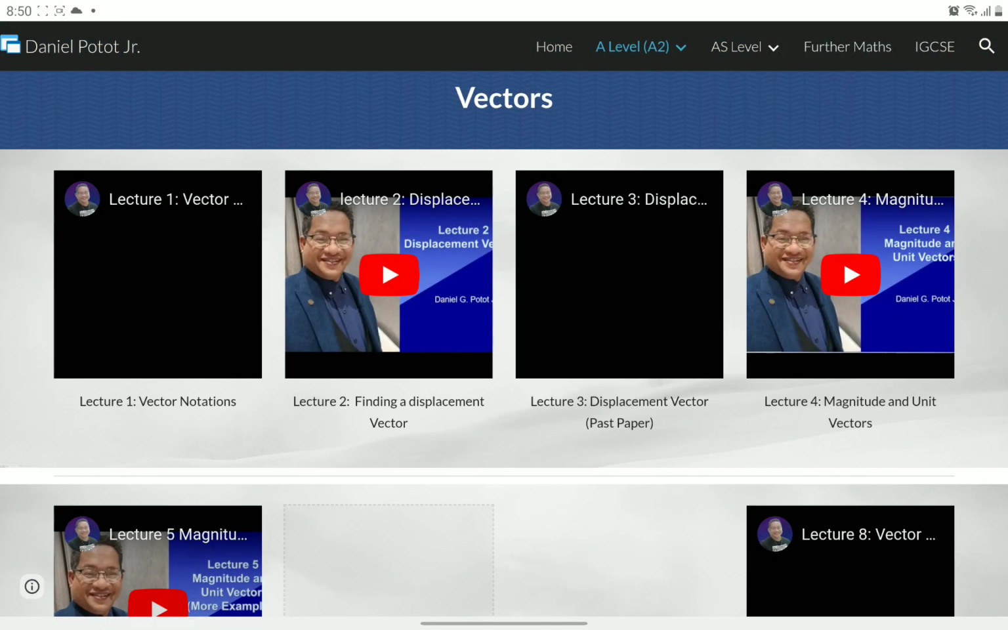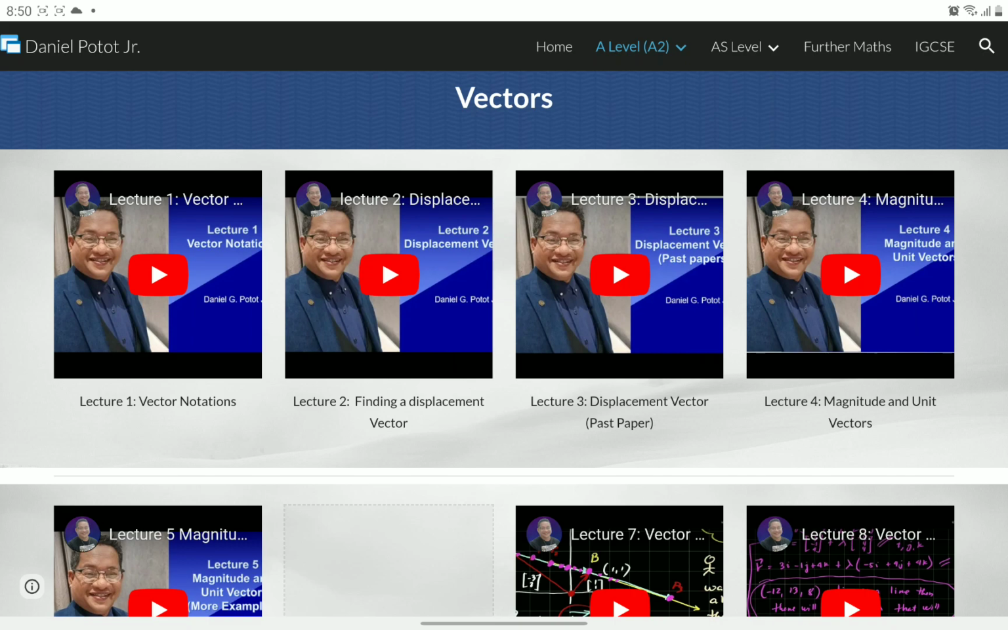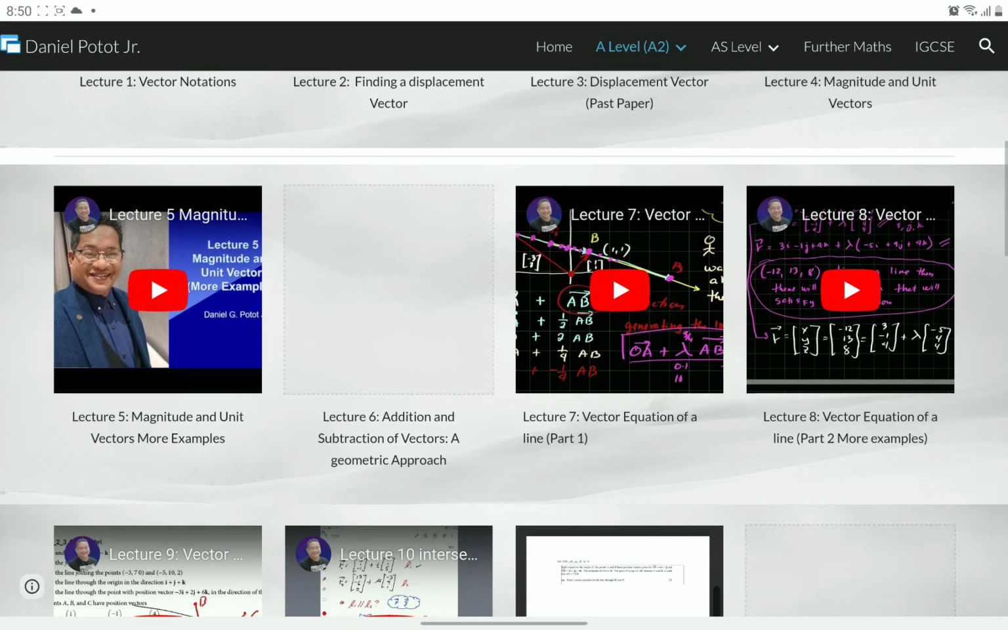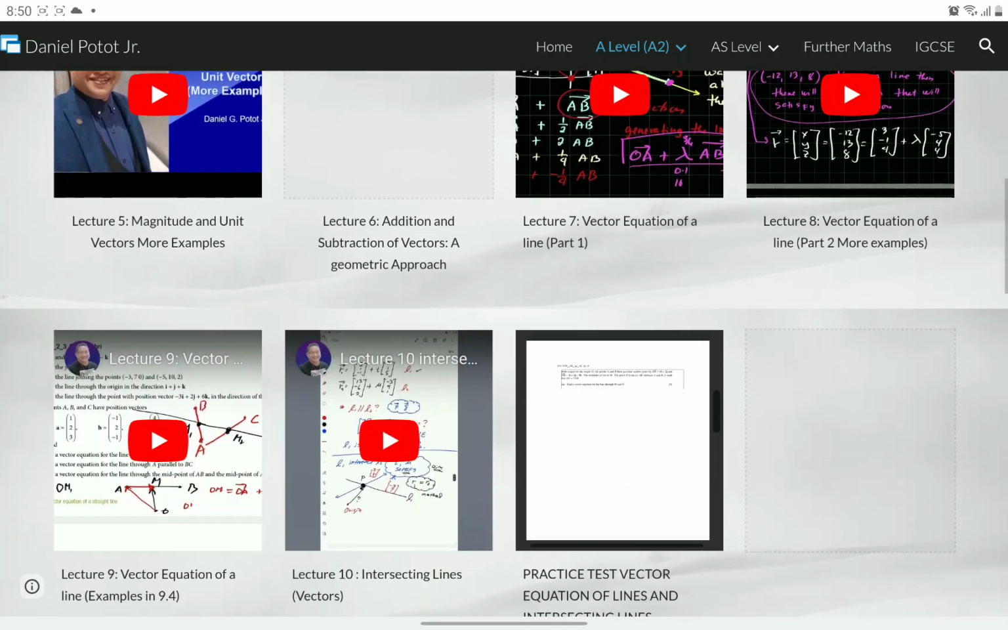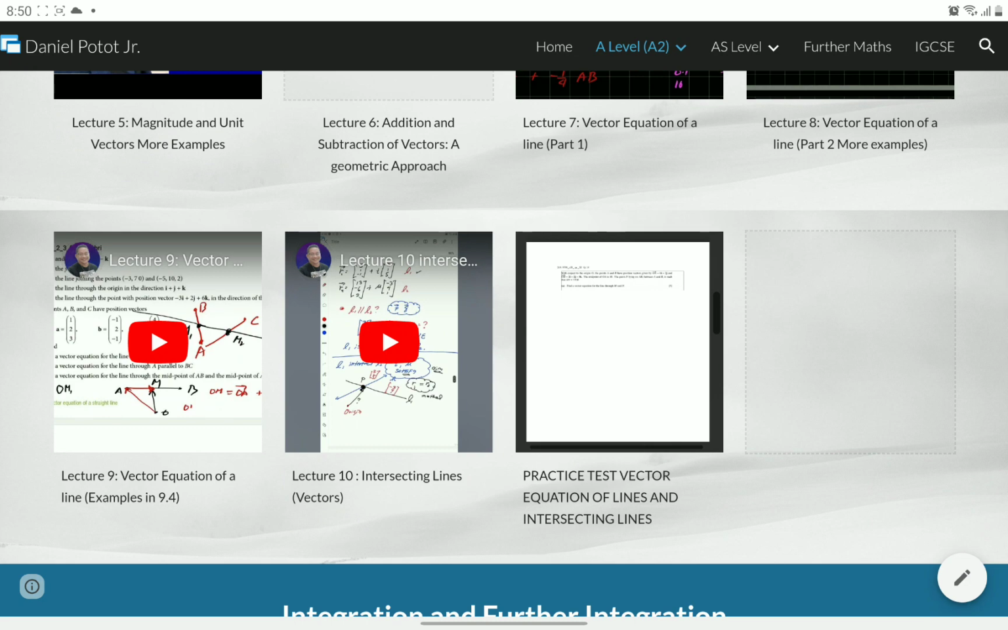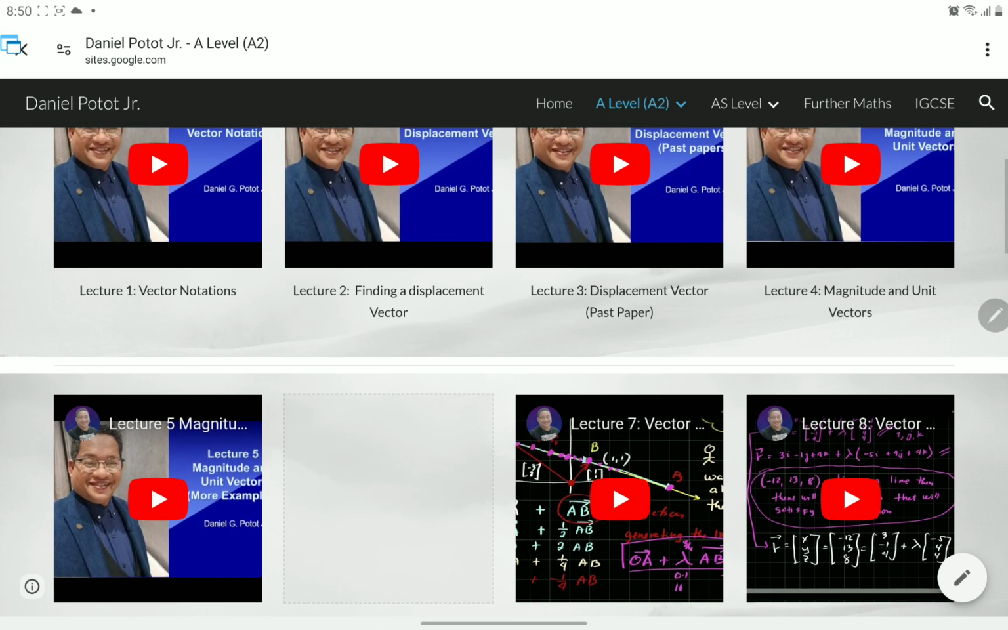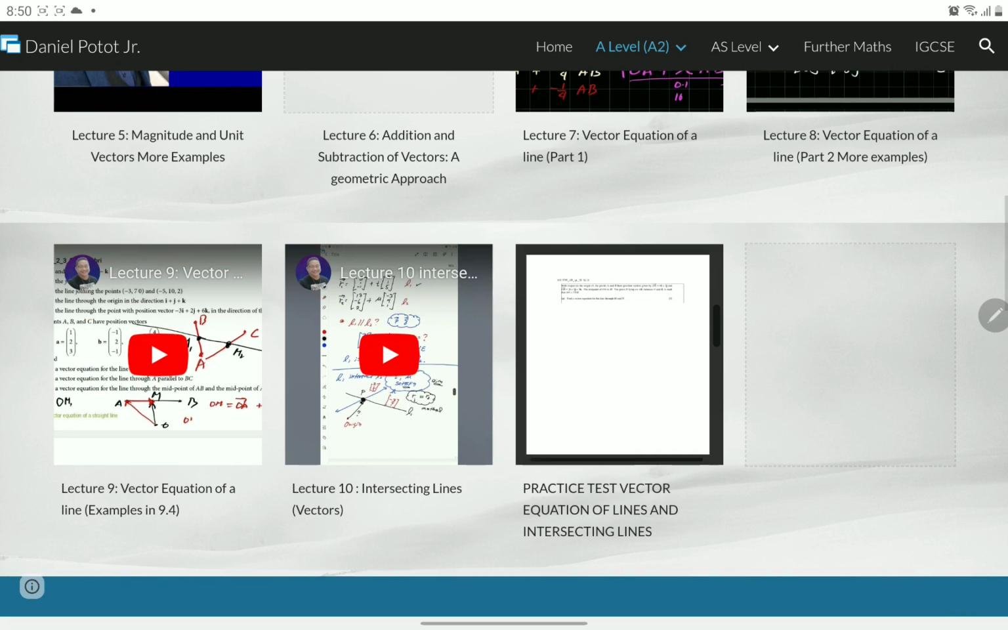So I created the lecture videos, and I used the exercises in the book that they're currently using, and then I put some past paper questions. For example, this one here, practice test: vector equations of lines and intersecting lines. And then, as much as possible through this, the intention is we work into the past papers. So the target is for them to be able to get an A.